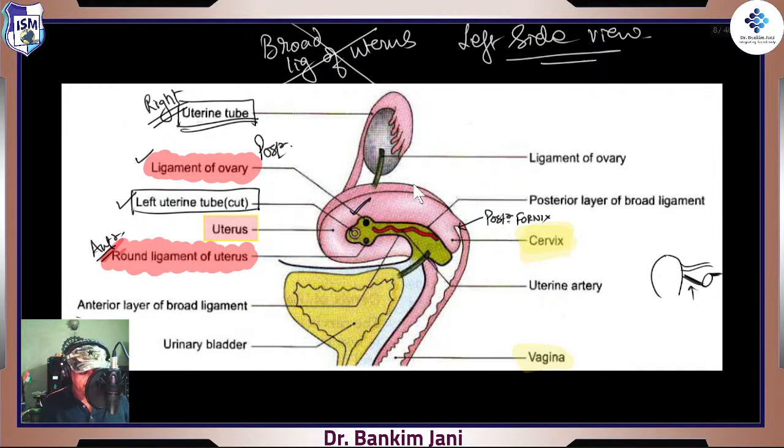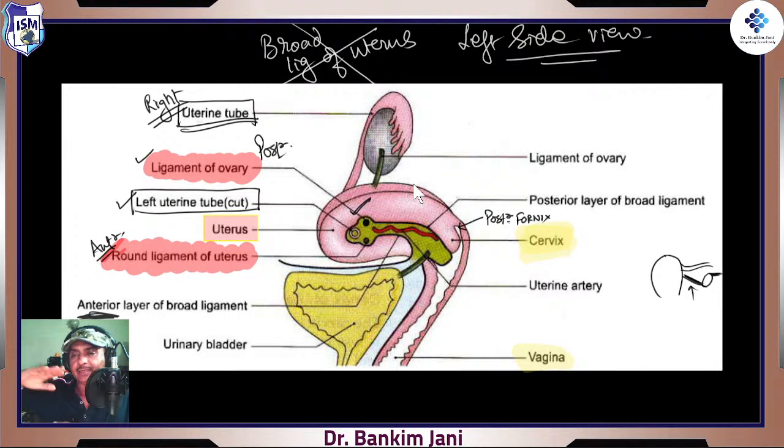Because this is anterior, that is the anterior layer of the broad ligament. So the broad ligament was like what? The uterus, and then the entire broad ligament is over there, but it has got an anterior layer and a posterior layer.